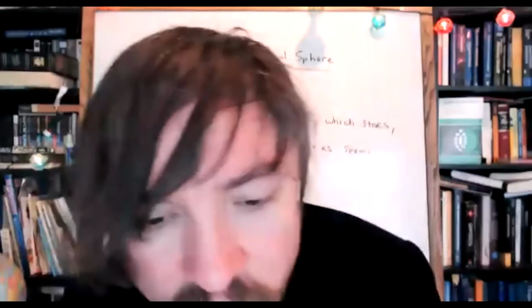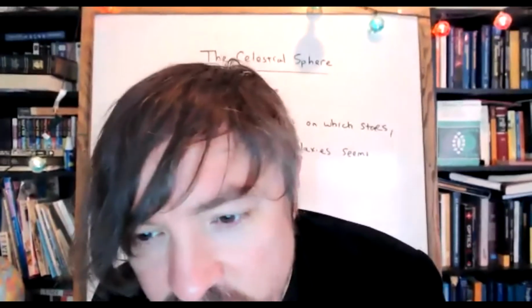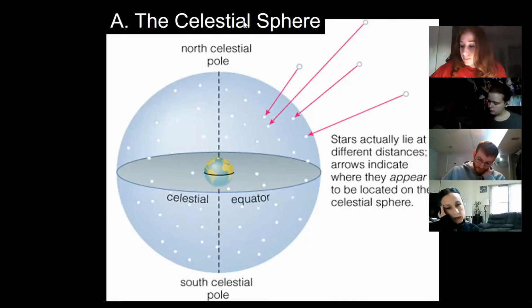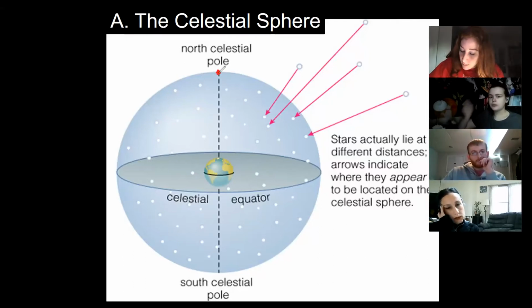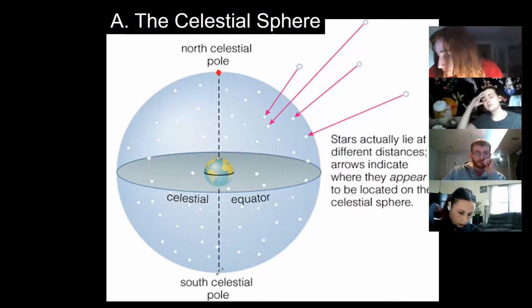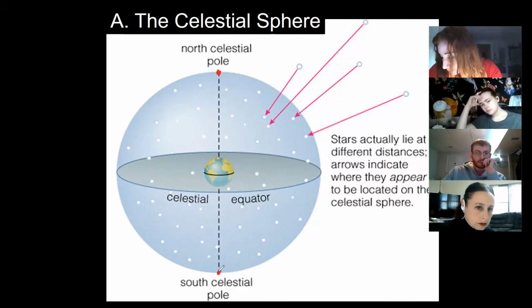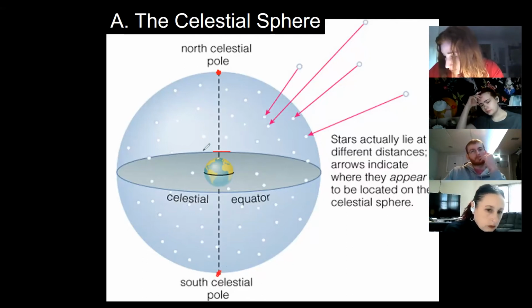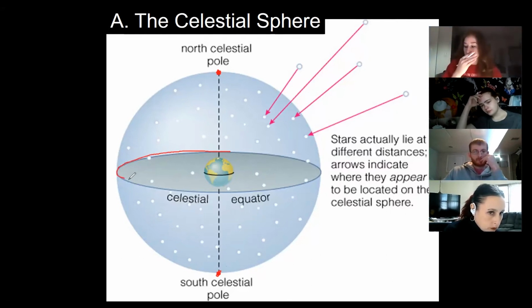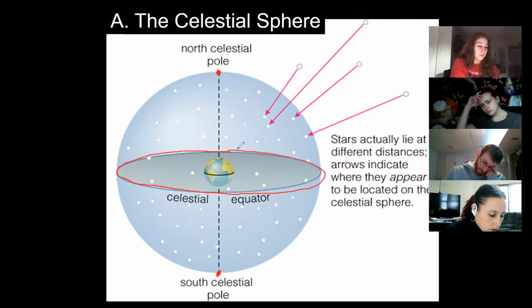And we can identify places on the celestial sphere to use as reference markers. Those three locations are the north celestial pole, which is basically the projection of the North Pole onto the sky, the south celestial pole, the projection of the South Pole onto the sky, and then the projection of Earth's equator onto the sky is the celestial equator.